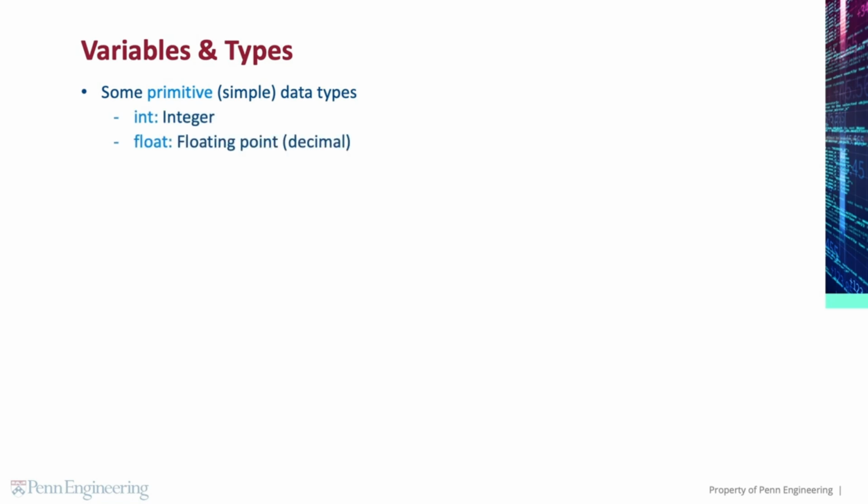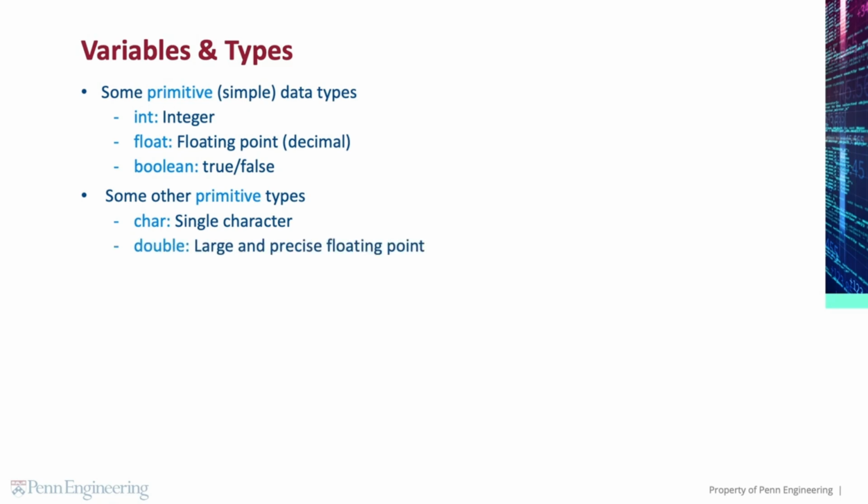Float is a floating point number or decimal. Boolean is a true-false value. Here are some other primitive data types. A char is a single character. A double is a large and more precise floating point number. Byte, short, and long all refer to different integer sizes.